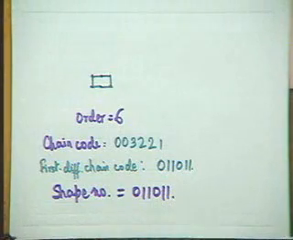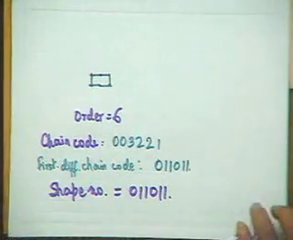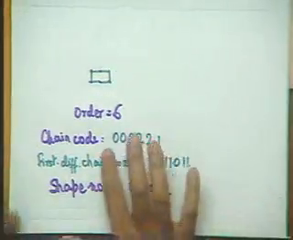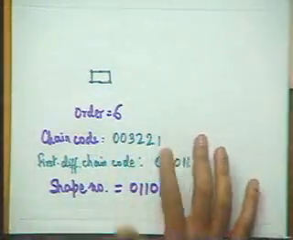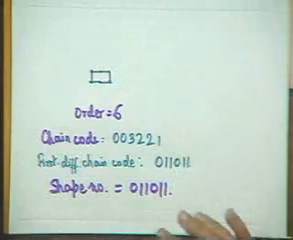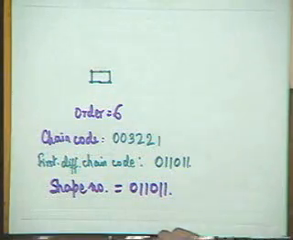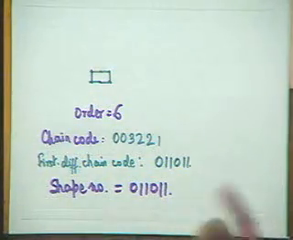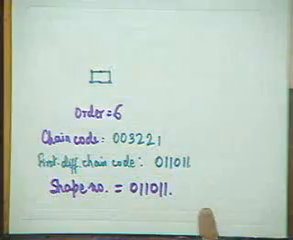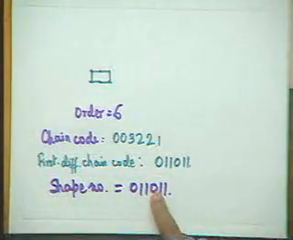Okay. So like this we can consider several examples, and what we have to do really is first form the chain code. Take any starting point, form the chain code, and then form the first difference chain code so that you make it rotation invariant. And then you choose the starting point so that it gives you the minimum magnitude first difference chain code. And that is nothing but the shape number.